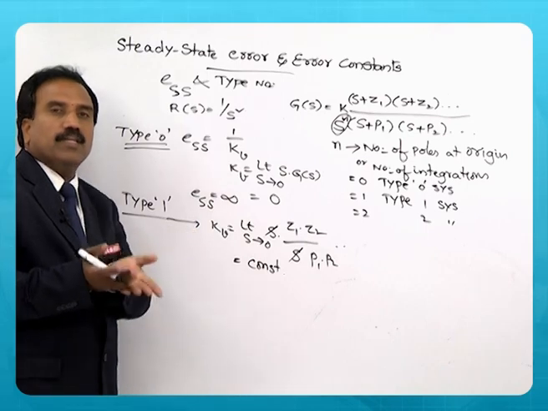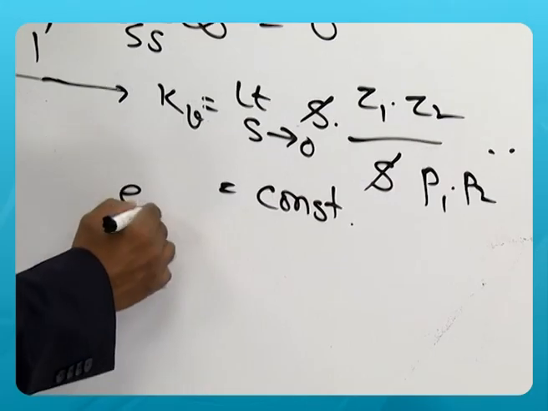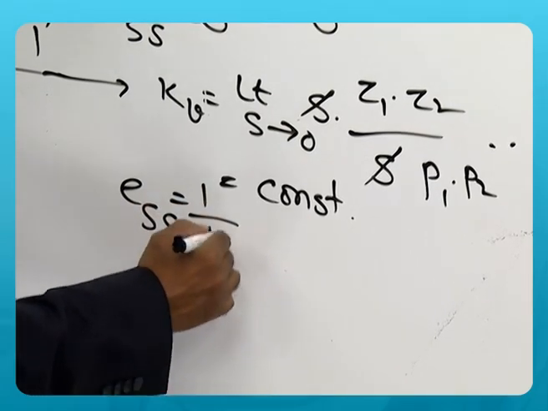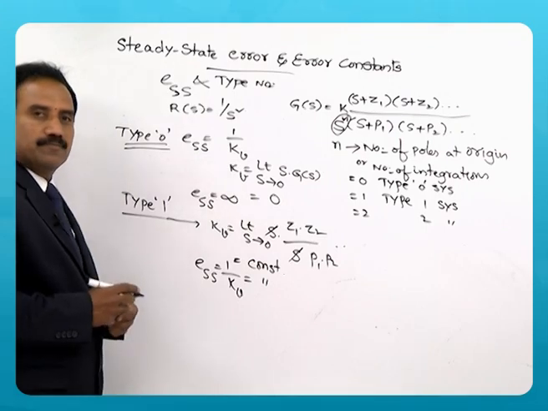So, Kv 0 in type 0 system has become constant in type 1 system. So, Kv has been now introduced with type 1. So, the steady state error ESS equal to 1 by Kv. So, it is a constant.